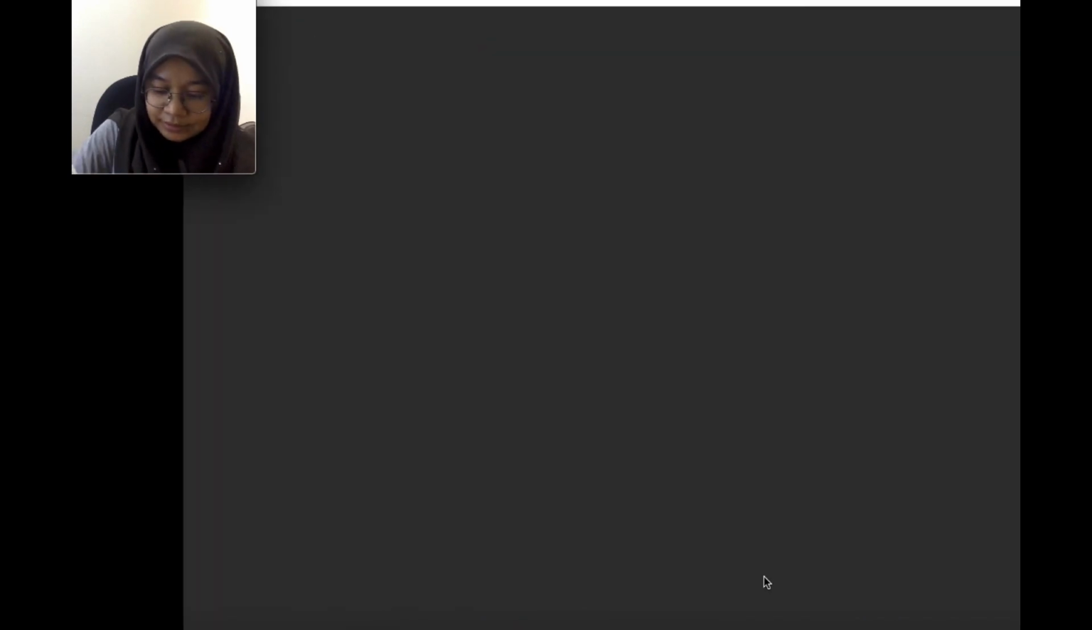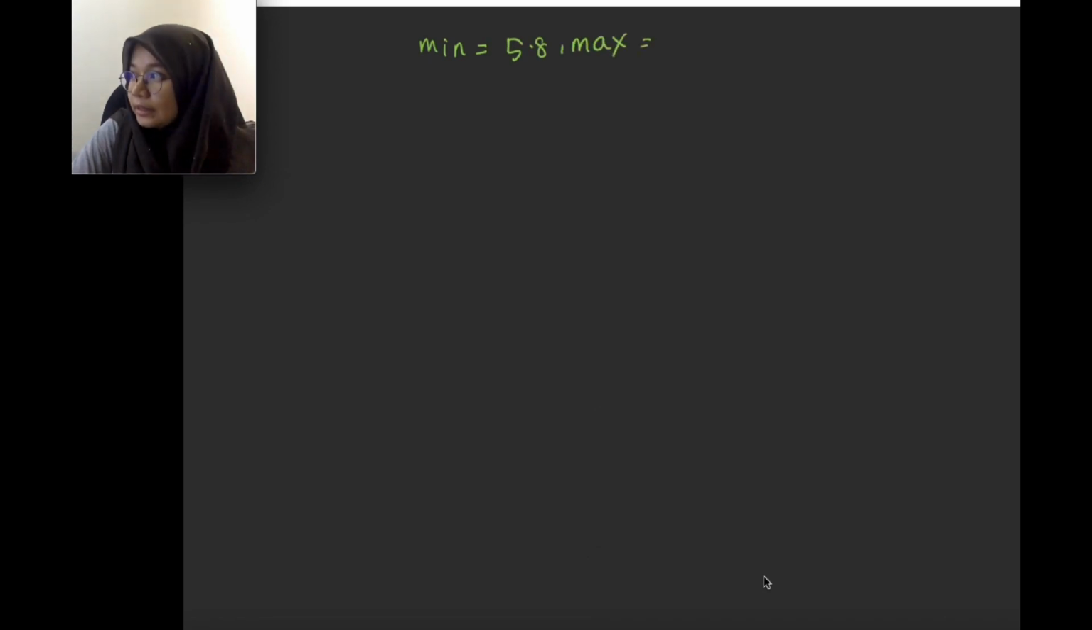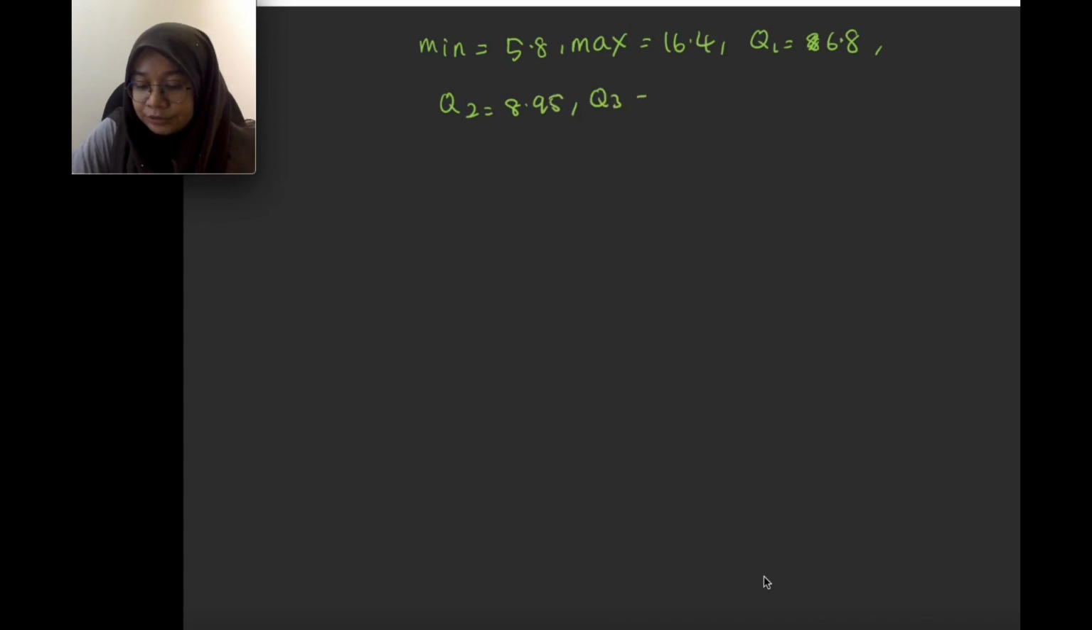So summarize it. Your minimum is 5.8. Your maximum is 16.4. Q1 is 6.8. Q2 is 8.95 and Q3 is 14.7. And there is an outlier, this is 28.1.